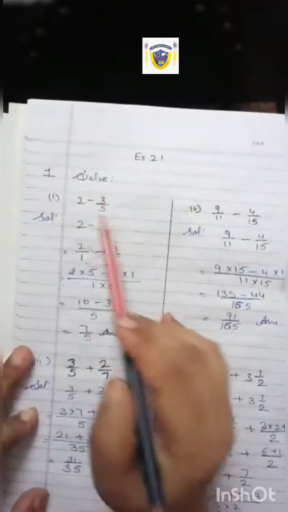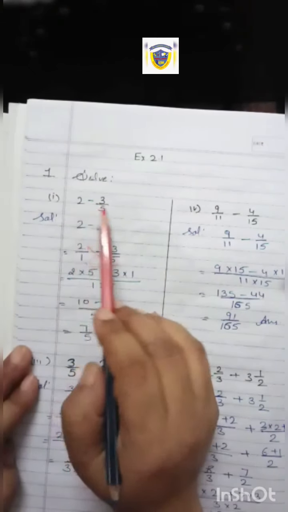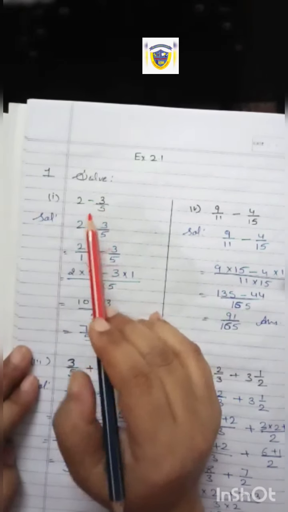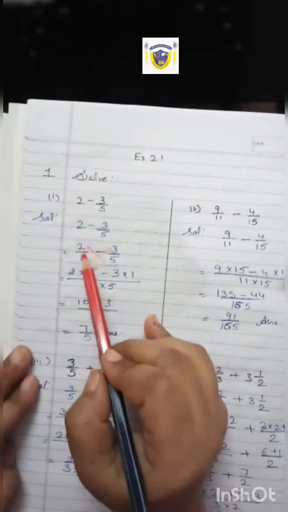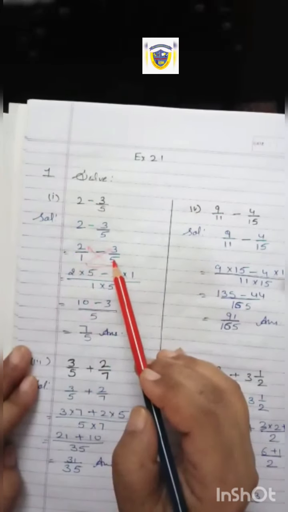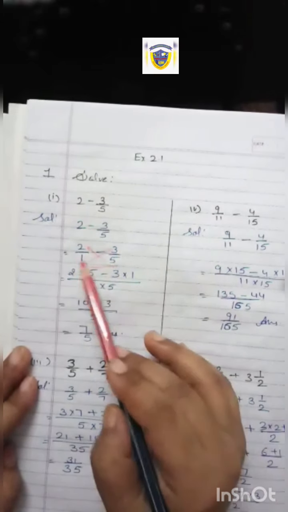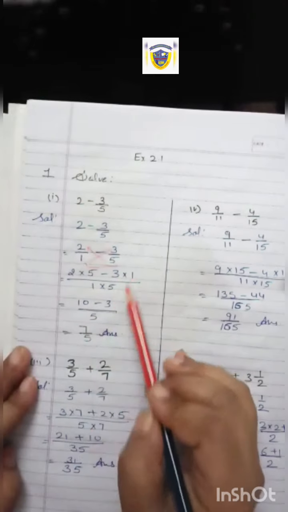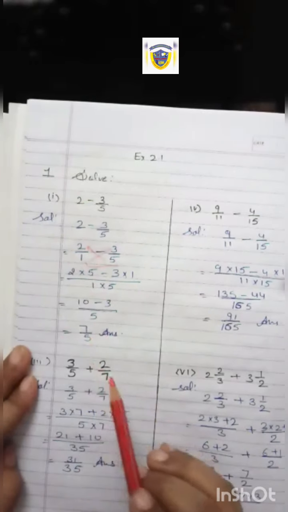Now we will do exercise 2.1. The first question is solved: 2 minus 3 by 5. Here we have subtraction of two fractions. I will write 2 as 2 by 1. I convert this whole number into a fraction by writing 1 in the denominator. To solve these fractions, I will apply cross multiplication. First I multiply 5 to 2, then 1 with 3 and 1 to 5. 2 5s are 10, 3 1s are 3 and 1 5 is 5. 10 minus 3 is 7, 7 by 5 is the answer.